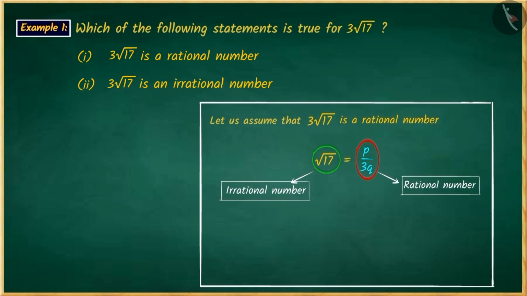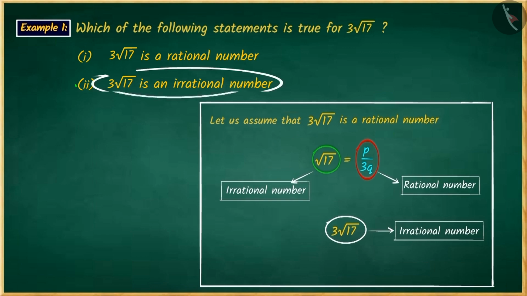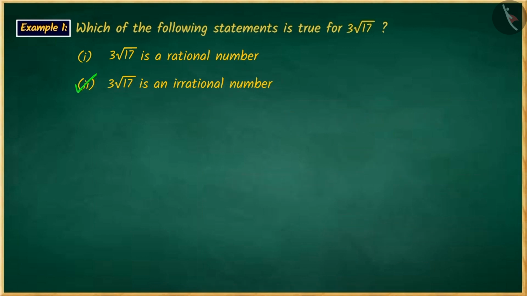This contradiction was caused due to our misconception, because we considered the square root of 17 as a rational number. Therefore, 3 square root of 17 would also be an irrational number. Hence, Option 2 is the correct answer.